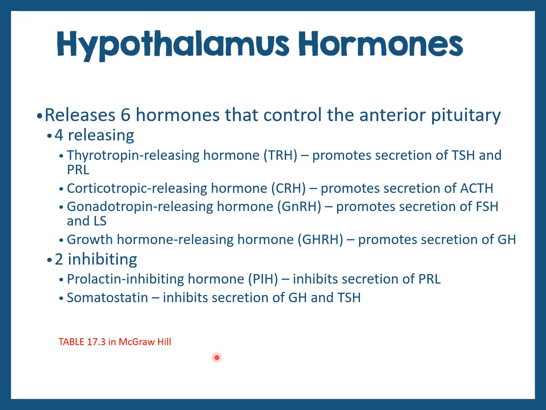The 2 inhibiting hormones are prolactin inhibiting hormone, which will inhibit the secretion of prolactin, and somatostatin, which inhibits the secretion of both growth hormone and thyroid stimulating hormone. And there's a really good table in the McGraw-Hill textbook. It's table 17.3 in this unit.